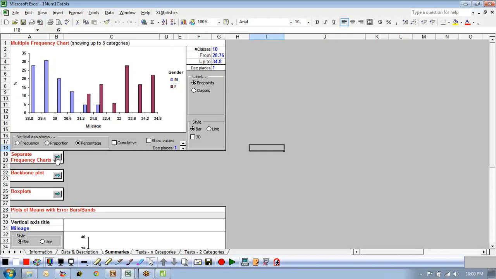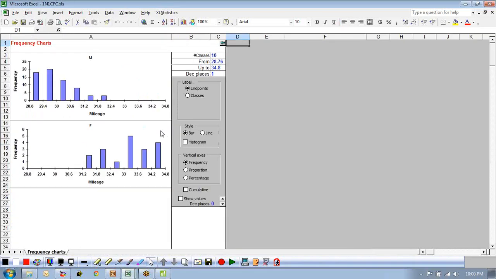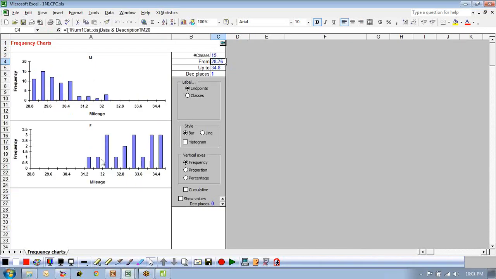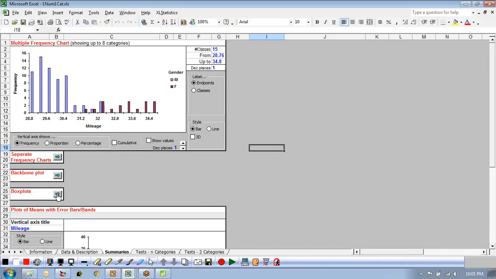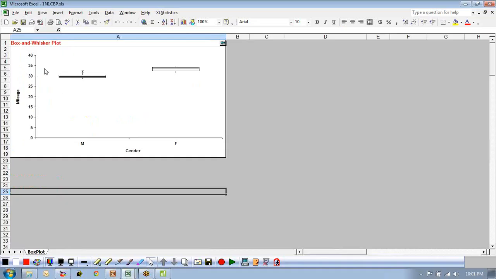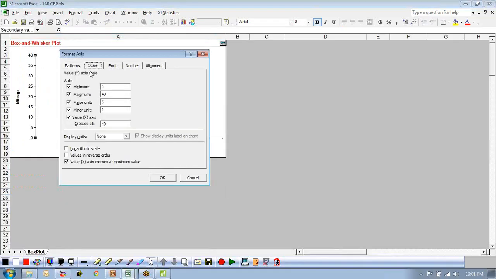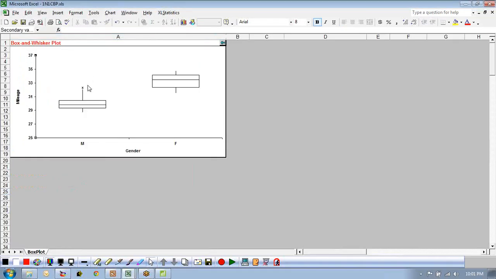Looks like that's true. We can also look at it on separate frequency charts. Boy, it really looks true here, doesn't it? There's women, there's men. Boy, it looks like there sure is a difference in the mean. And those are just two different ways. We can also look at a box plot. It's not my favorite in this one, but change the scale. Again, it certainly looks like women are getting more gas mileage on average than men are.